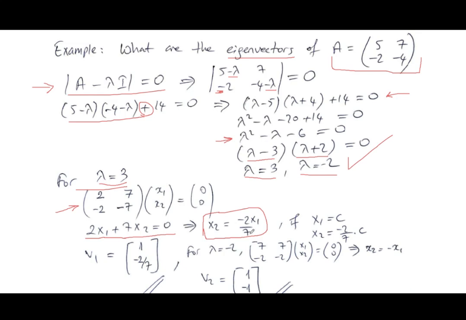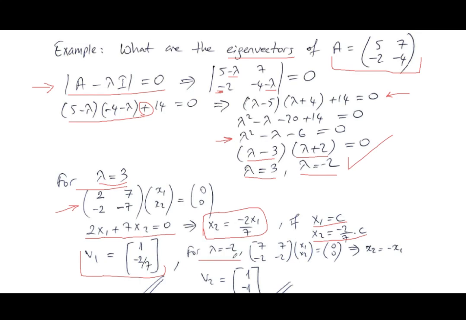In other words, if we let x1 be a constant c, then our second coordinate will be minus 2 over 7 times this constant. So that gives us the first eigenvector. We write it as 1 and minus 2 over 7. Because this common constant we can actually take out.